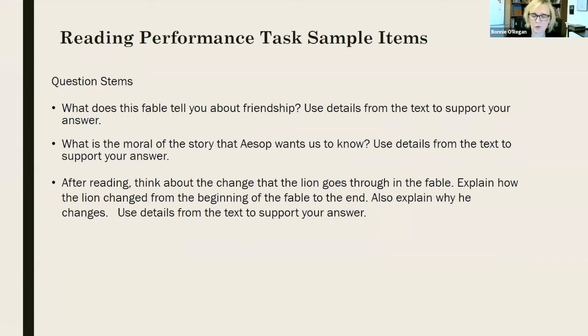How does this fable tell you about friendship? What's the moral of the story? After reading, think about the change the lion goes through. Explain how the lion changed from the beginning of the fable to the end. The most important component of this is using details from the text to support their answer.